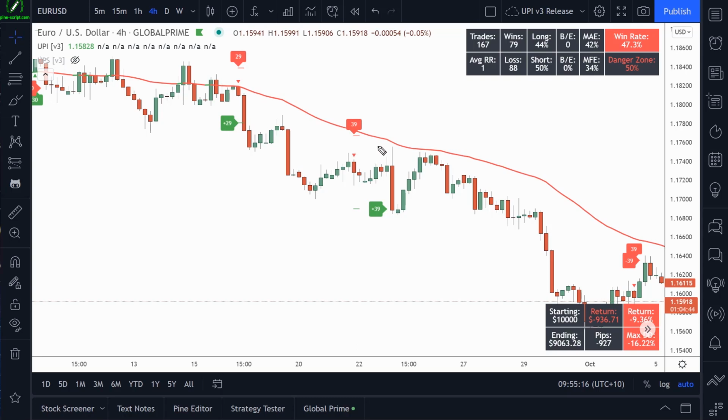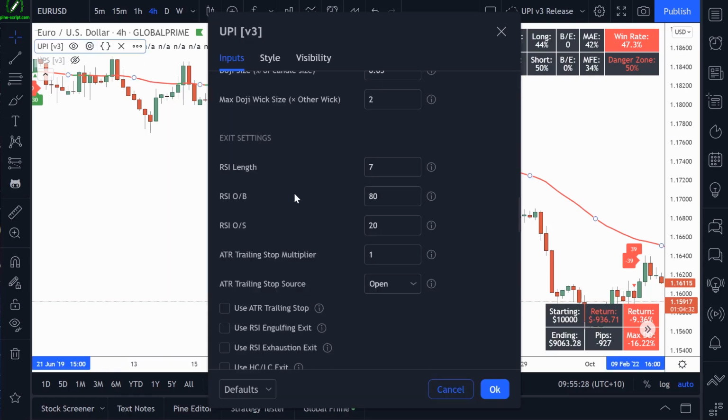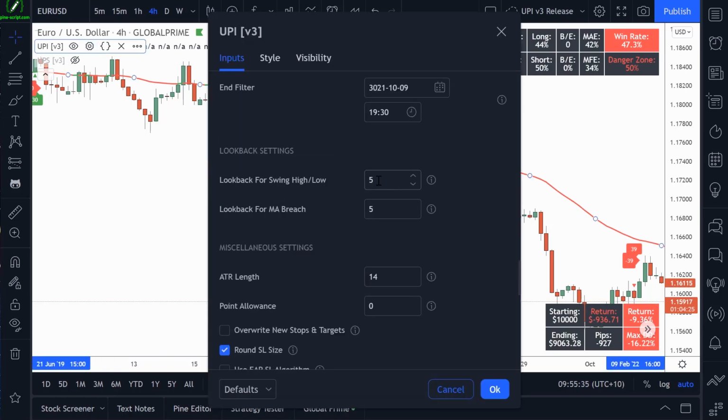The script is designed to trade swing high patterns, so fractal patterns. We're looking for the tops and bottoms of pullbacks, and so any candle pattern that does not meet that criteria is ignored. And this lookback setting can be used to tweak how the script searches for swing highs and lows.